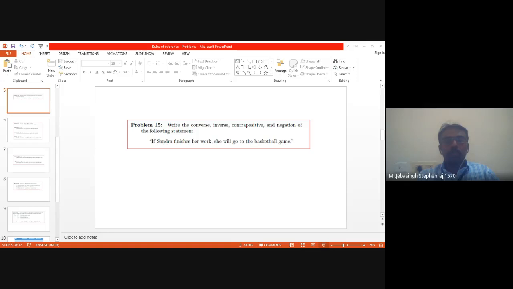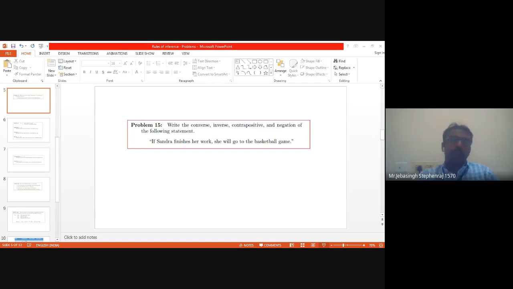The simple way is: the first part, Sandra finishes her work, can be considered an atomic statement. The second atomic statement is Sandra will go to the basketball game. So we break the conditional statement into two atomic statements. Let's name them P and Q. Let P denote Sandra finishes her work. Q denotes the statement Sandra goes to the basketball game.